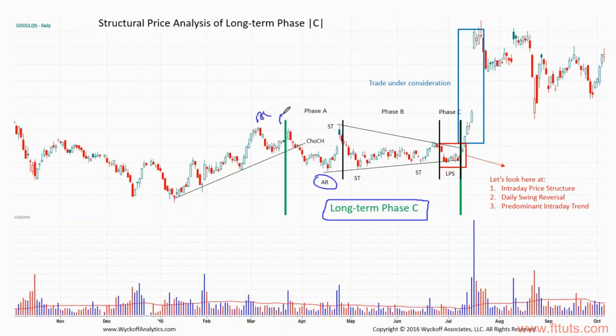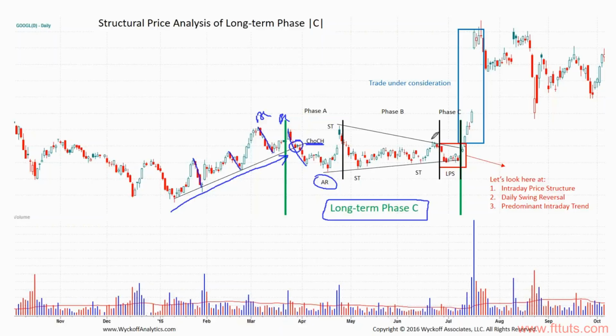Well, I'm looking at the change of character. Change of character relative to what? Relative to this move to the upside. This was the move. This was the swing up. I'm looking at all of the reactions here, and I'm seeing that this reaction right here is the largest reaction. Plus, it also broke the trend. So therefore, that would be a change of character reaction.